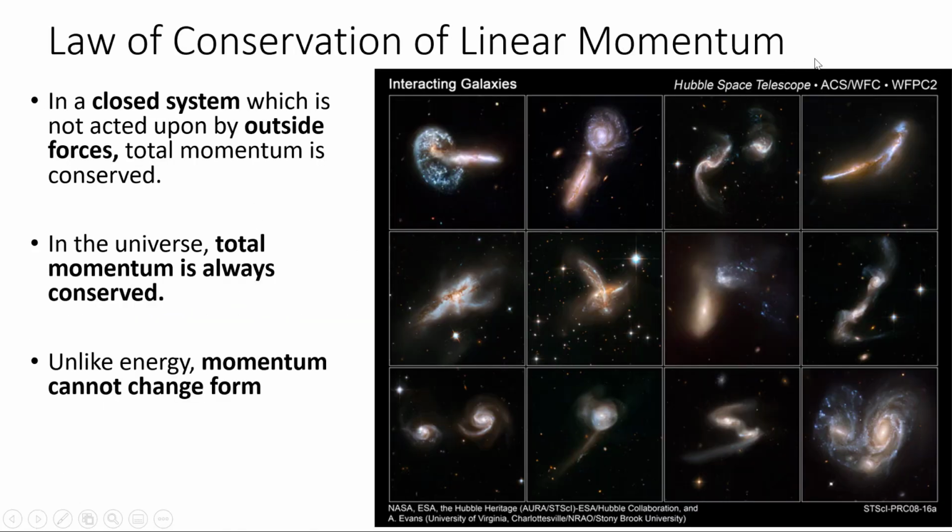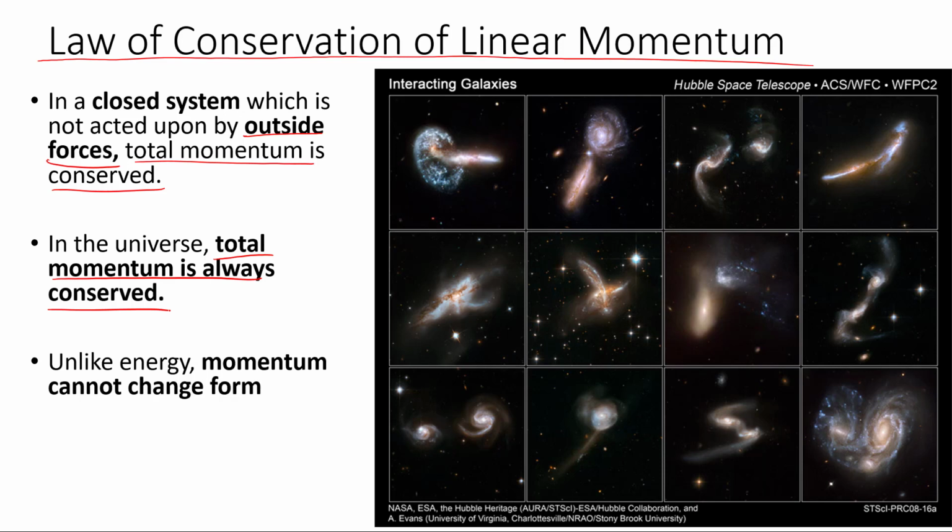The law of conservation of linear momentum is one of the most fundamental laws of nature. It's always true. The law states that in a closed system, which is not acted upon by outside forces, total momentum is conserved. And that's the vector momentum, not just the magnitude of all the momentums. Well, that means also that in our universe, the total momentum is always conserved because there are no forces coming from outside of our universe.